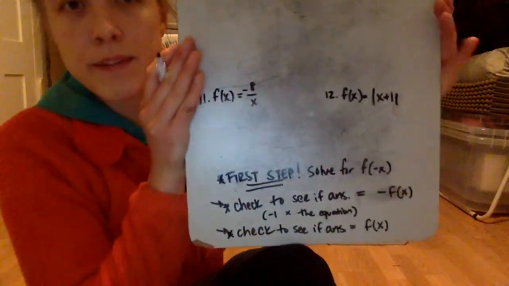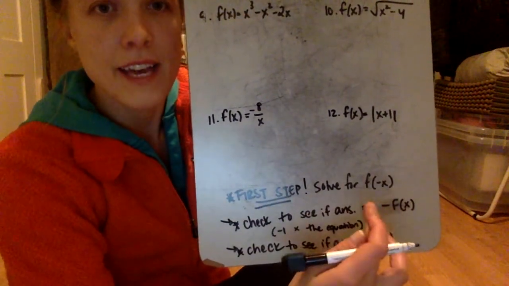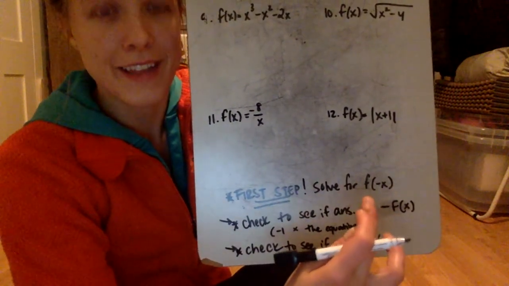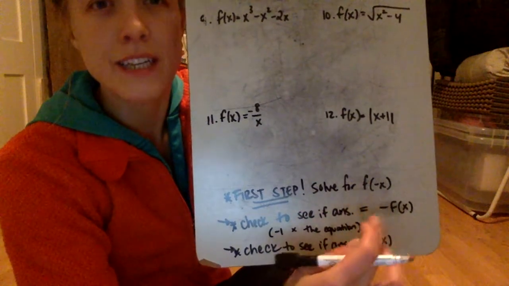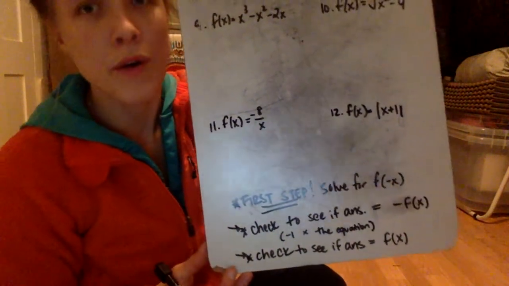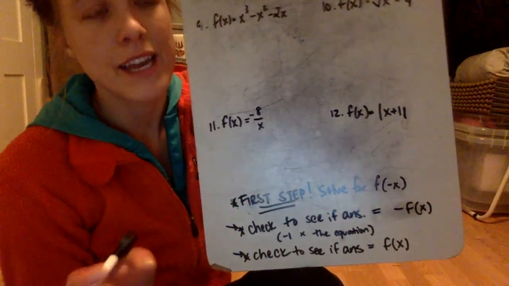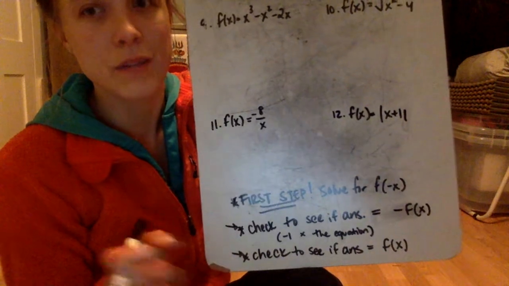The first step in solving any of this is to solve for f of negative x. That is the common function that's shared by both types. So remember, if it's even, it's f of x equals f of negative x, and if it's odd, it's f of negative x equals negative f of x.